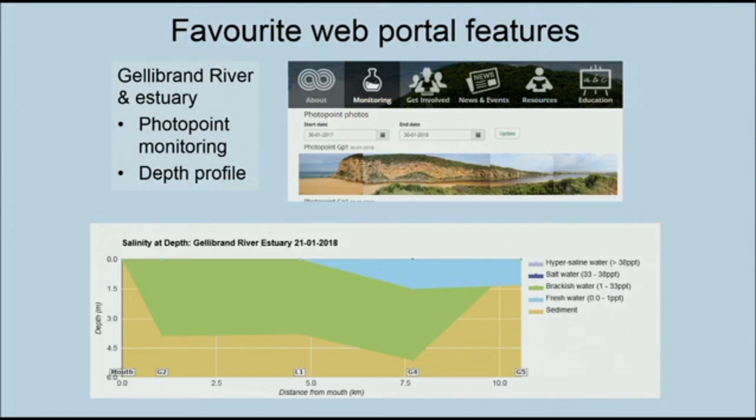For EstuaryWatch, who loves estuaries? You're going to get so excited about this one. You really are. People do photo point monitoring and they can join up their photos. Looks fantastic. Look at that wonderful estuary. And also with EstuaryWatch, they do monitoring at different depths. So this is showing the bed of the estuary, and we've got our freshwater and our brackish water there. So it's showing from 0 to 10 kilometres away what it's looking like.